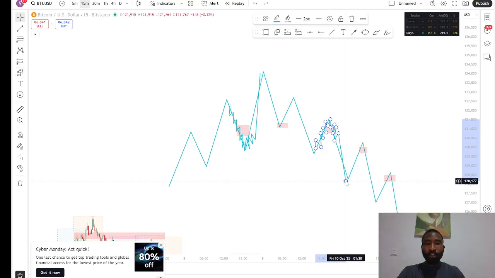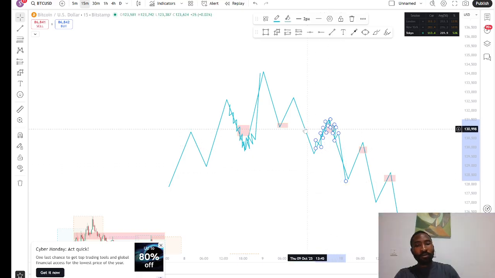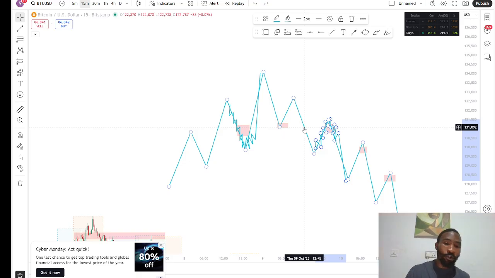What I'm saying is that just because it's retesting a particular key zone doesn't mean you have to enter immediately. You also have to wait. Is the market session right? Is the time frame right? Are you in a good position?